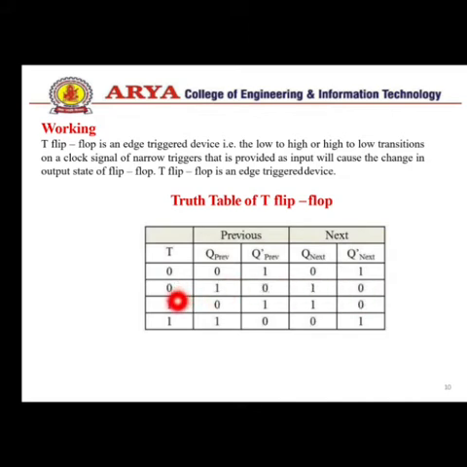And when we put the value T equal to 1, this is the toggle condition. So the previous state toggles to the next state. Q is 0, it toggles to 1, and Q bar, which is 1, becomes 0. Then when 1 is applied again and the previous state of Q is 1, the output is 0, and when Q bar is 0, the output of Q bar is 1.